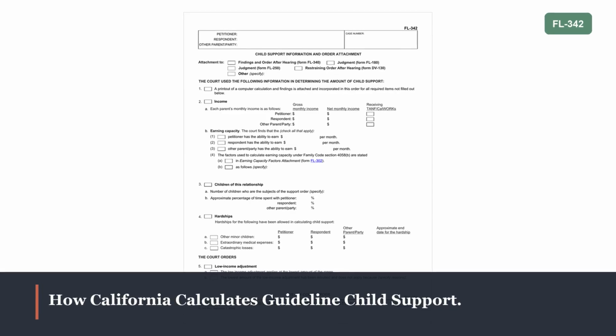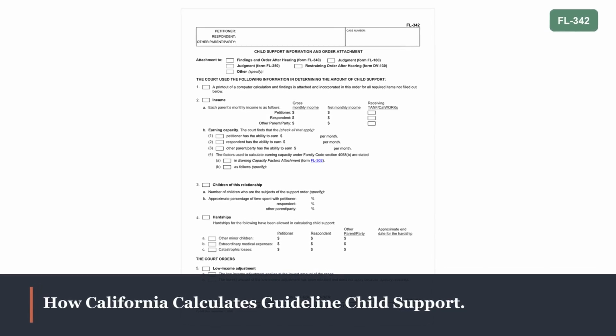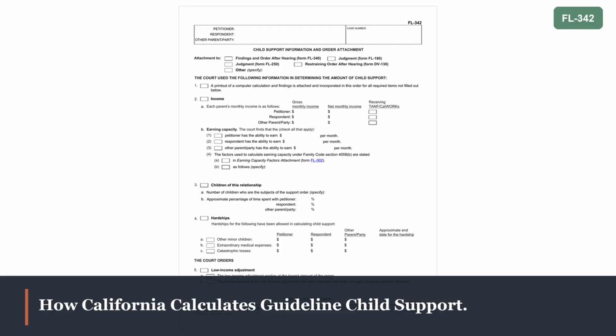How California calculates guideline child support. California does not leave the child support number to guesswork or negotiation alone. The state uses a statewide guideline formula set out in the Family Code that is applied the same way in every county. The guideline formula weighs two main inputs: each parent's net disposable income, meaning income after certain allowed deductions, and the amount of time each parent spends with the children, often called the timeshare.